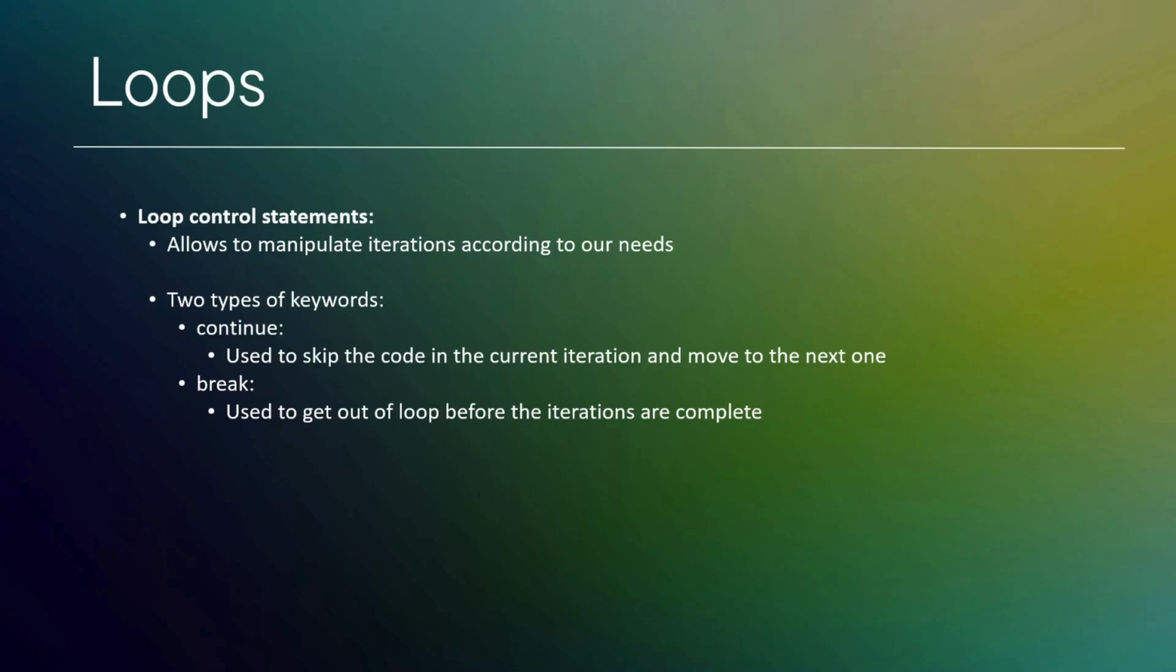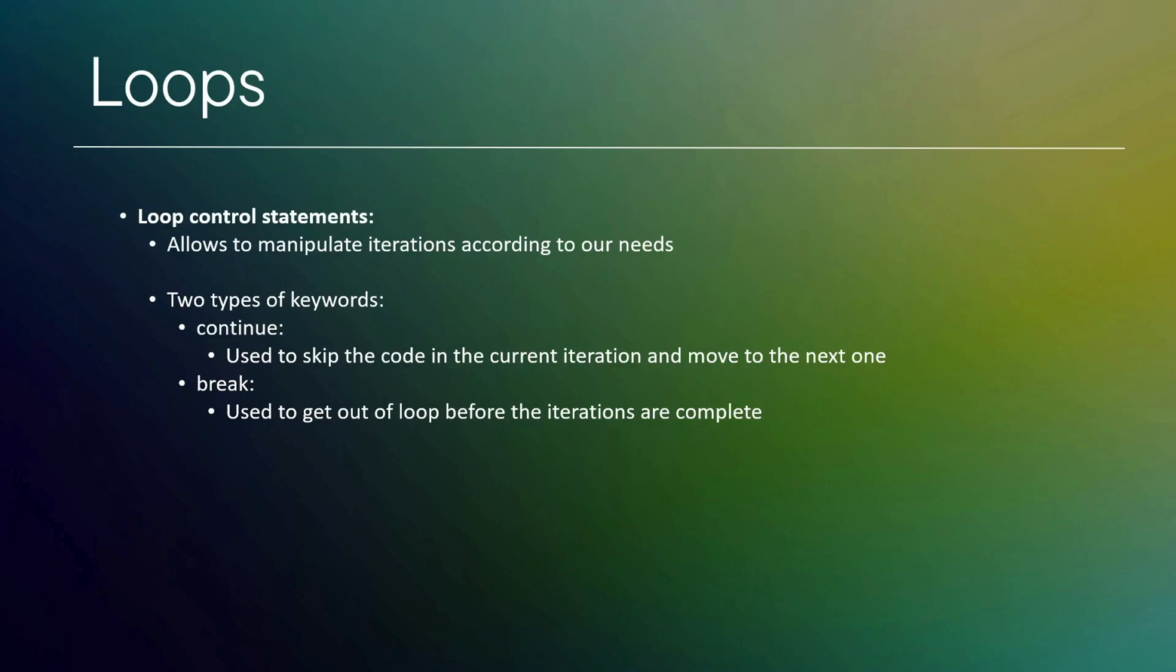There are two types of keywords, the continue keyword and the break keyword. The continue keyword is used to skip the code in the current iteration and move on to the next one. So let's say you have a condition. If that is true, you do not want to execute the code in this current iteration. You just want to move on to the next one and skip the code for this one within the loop. We can do that using the continue keyword.